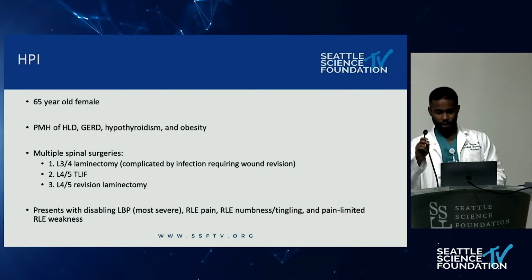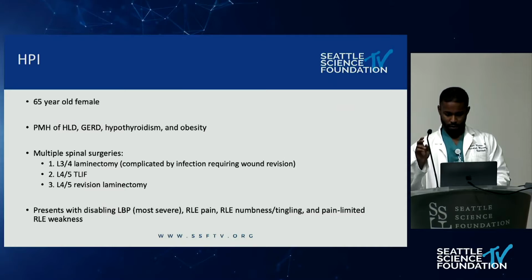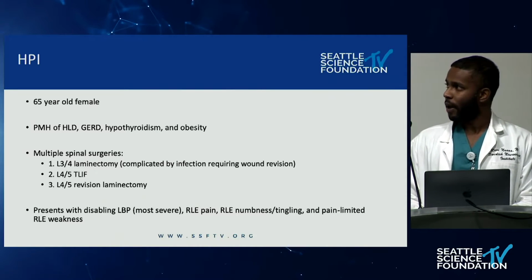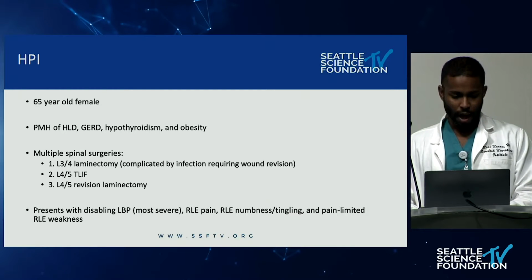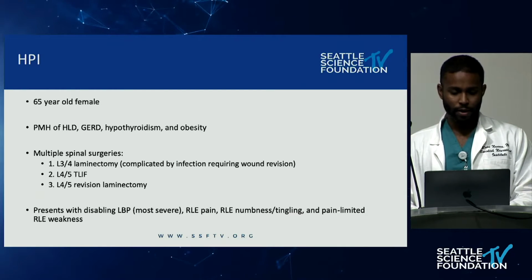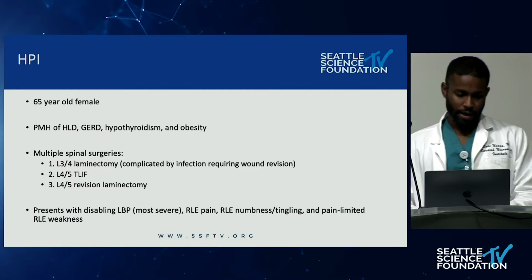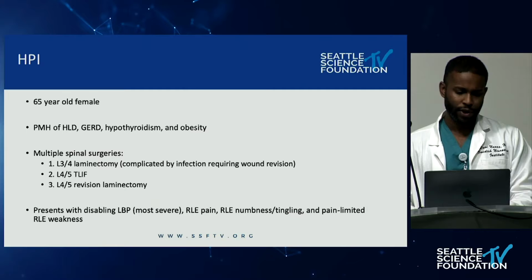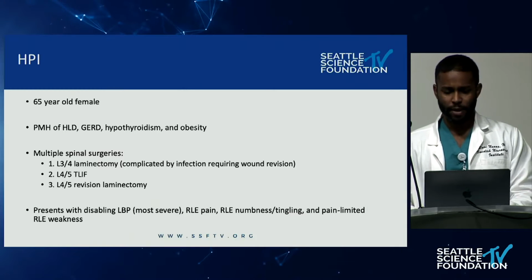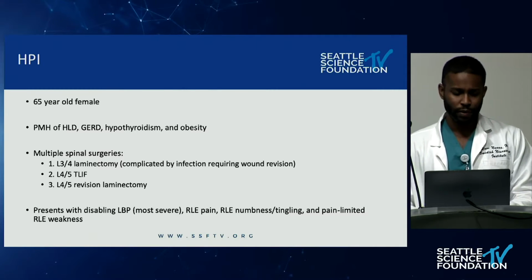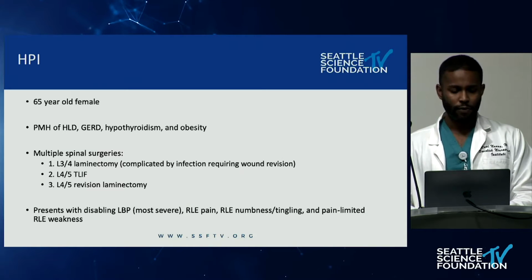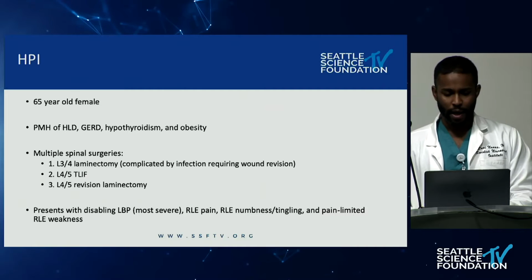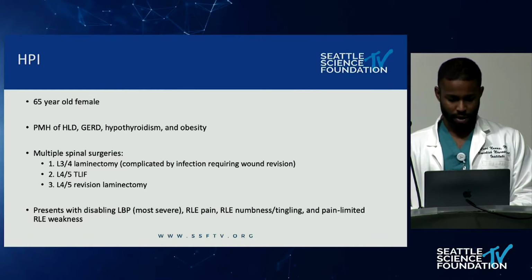So this is a case that challenged us for several weeks, so I'm happy to bring it to your attention. This is the case of a 65-year-old female, history of hyperlipidemia, GERD, hypothyroidism, and morbid obesity. She presented with a history of multiple spine surgeries. About 10 years out, she had a 3-4 laminectomy that was complicated by infection, required a wound revision. She had a TLIF at 4-5, and then she had a revision laminectomy at that level for some continuing low back pain with right lower extremity pain.